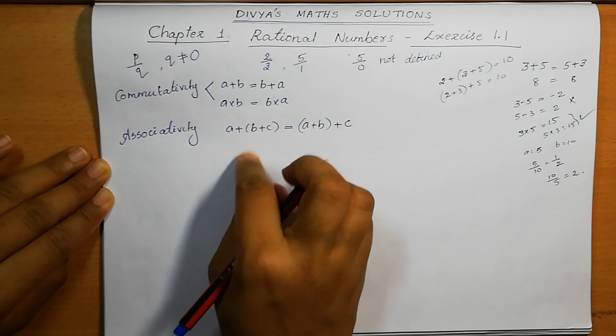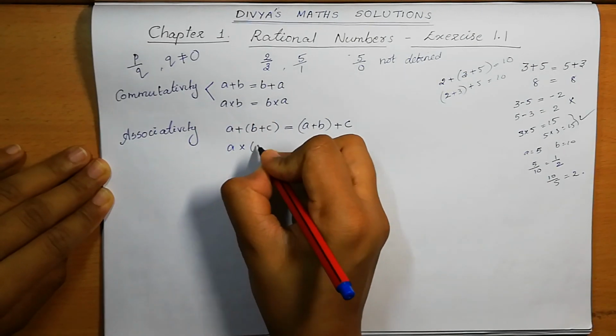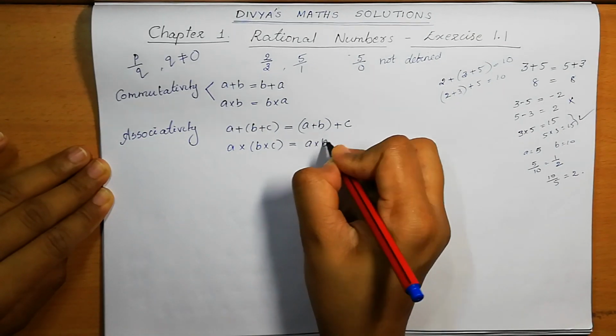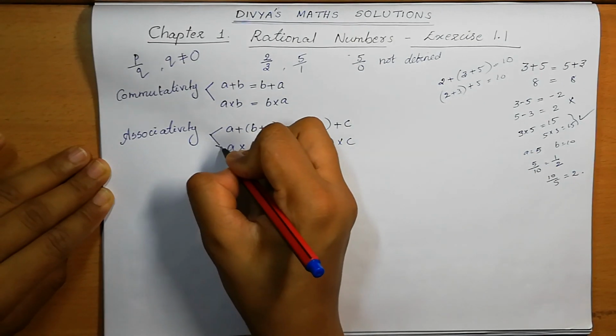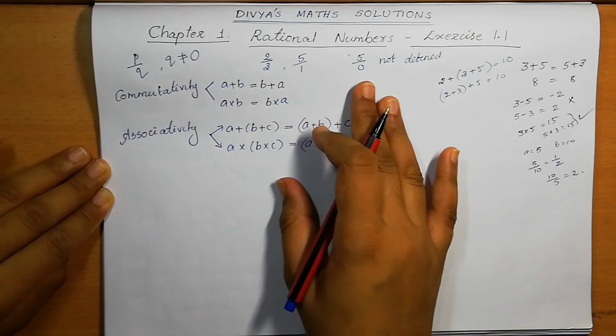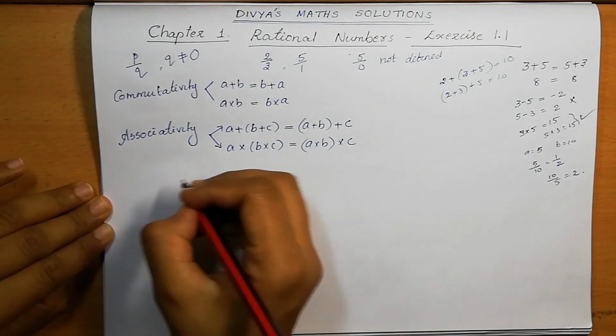Next we can apply it for multiplication also, for three numbers. So we can write a into (b into c) equal to (a into b) into c. So associativity we can apply for three numbers, while commutativity we apply for two numbers, for addition and multiplication. The last one is distributivity.